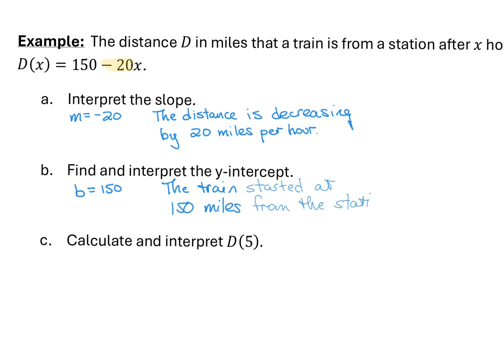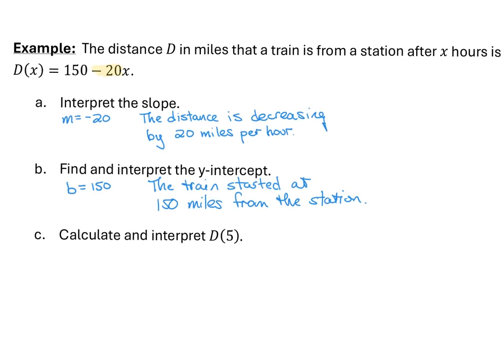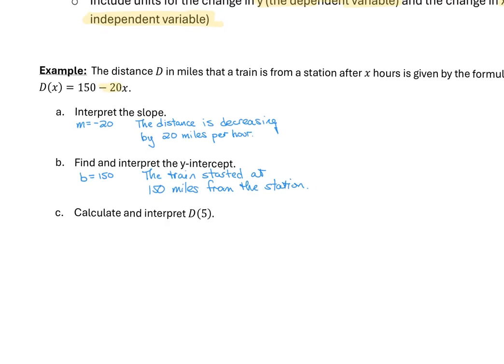So we want to take these keywords that we have in here. Notice here that x hours, this is our starting. What does this represent? This is the distance from the station. And so that's all we need to include when we interpret this.